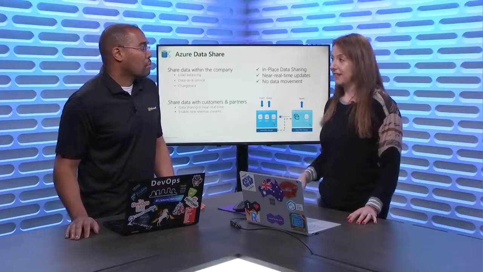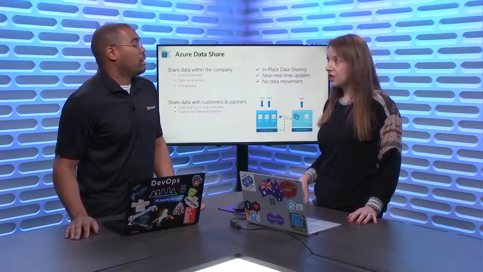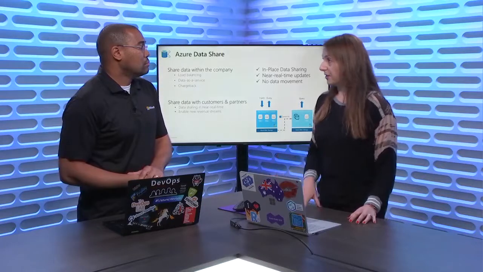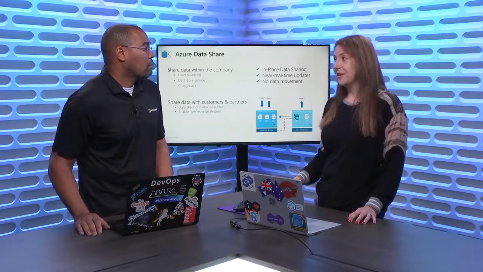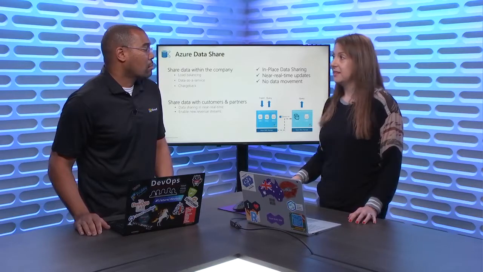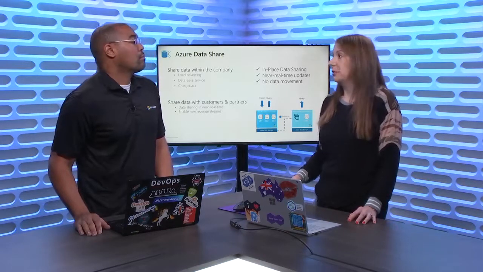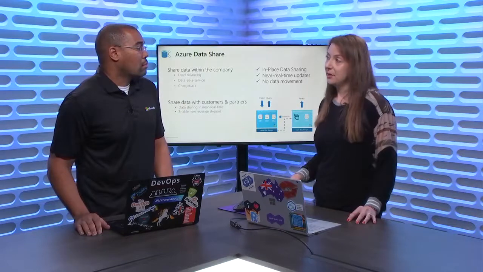We've said the word in-place several times. In-place sharing as opposed to what other type of sharing? I'm glad you asked. We have a couple of different types of sharing modes. We're in GA with snapshot-based sharing from Azure Synapse, Azure SQL Database, and Azure Data Lake and Azure Blob Storage. So you can receive a copy of your data in your consumer's tenant. But the exciting thing that we now have in preview is the ability to do in-place sharing, which is basically sharing via a symbolic link.